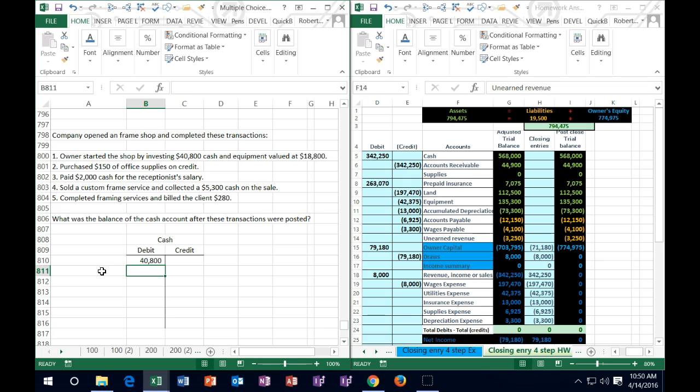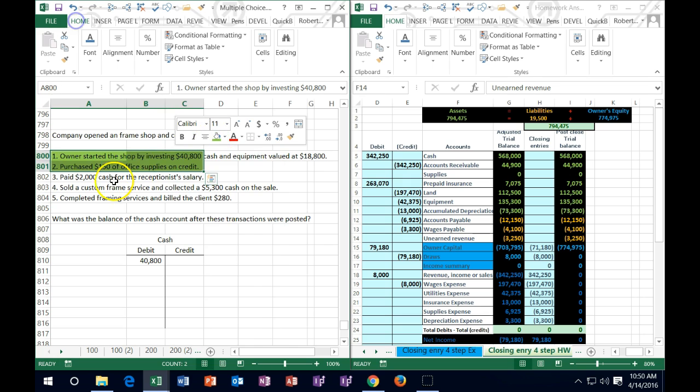Then number 2 says purchase 150 office supplies on credit. All right. Well, is cash affected? No, we bought it on credit. So that means it's going to be the payable account. So the payable account is going to be the credit. We're going to debit supplies, the asset, credit the payable account. No effect on our cash at that time. I'm going to go ahead and highlight these two.